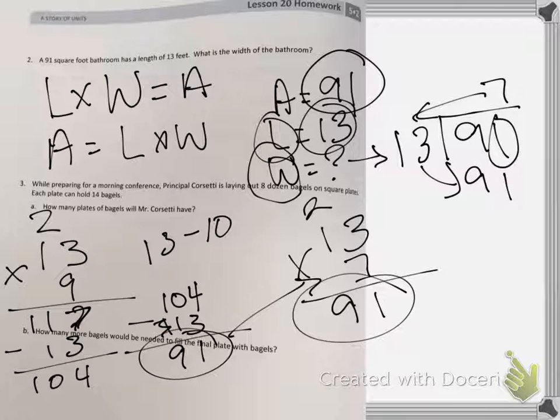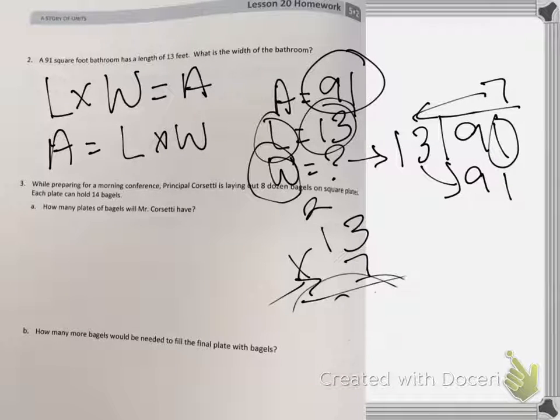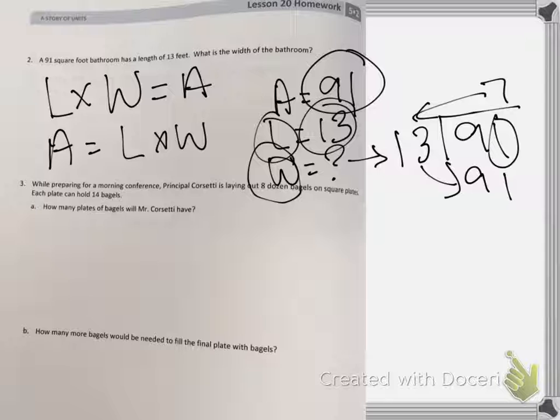So let me erase some of this mess that I made. So we said 91. Well, 91 minus 91 is 0, so we do not get a remainder. So now we have our area. We have our width. We have found our width of 7. So now we have 7 times 13 equals 91.